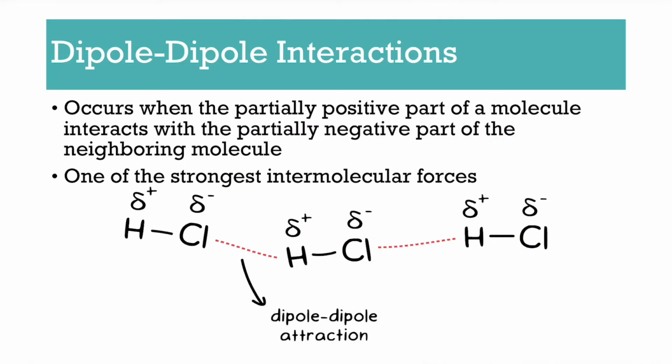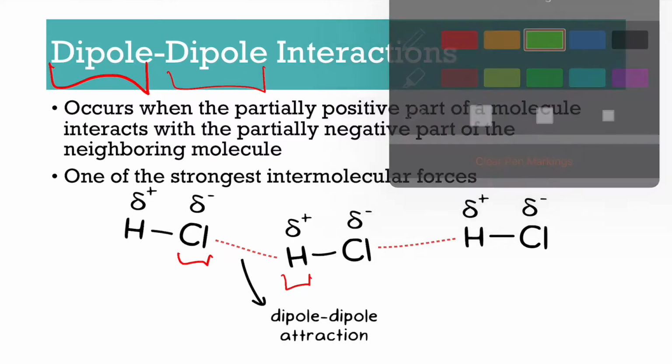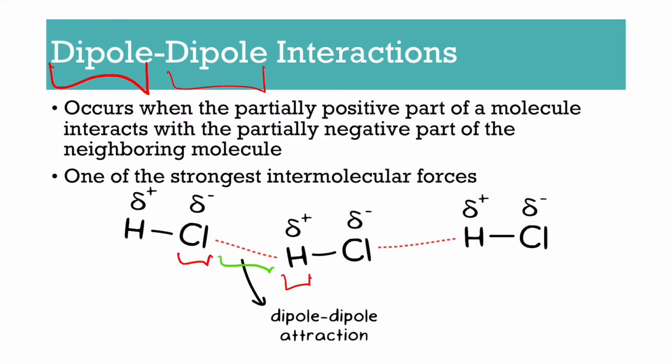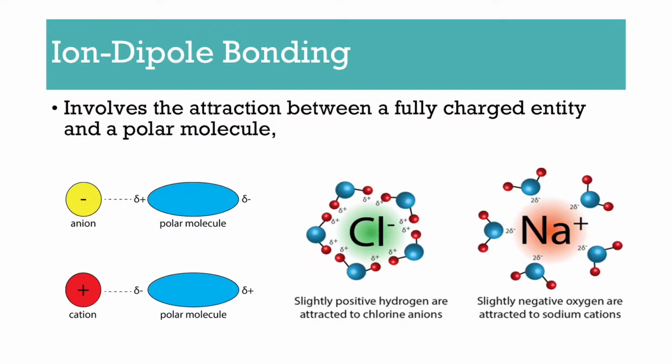Next, we have dipole-dipole interactions. This is between one dipole and another one. The partially negative side of one dipole will attract itself near the partially positive side of a different dipole. This attraction, if I change colors here, is that dipole-dipole interaction. The negative attracts the positive, and this is one of the strongest intermolecular forces. As we go through this, you'll see that positive attracts negative, and that's pretty much it.